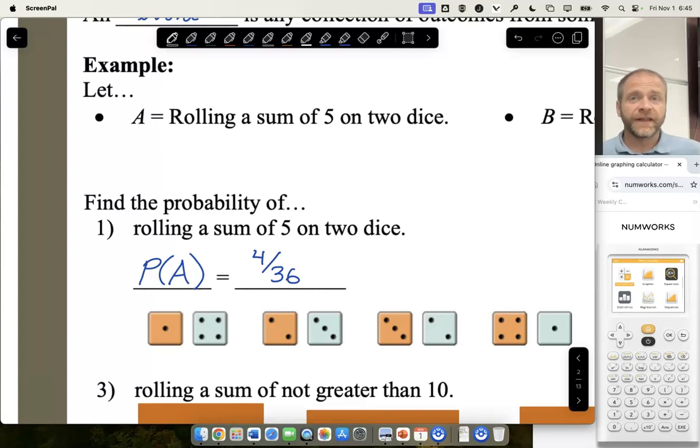Now, I'm not going to simplify that. When it comes to probability, let's just leave it alone. And the reason why is there's meaning to the fraction. There's 4 events out of a total of 36. So there's meaning to the numerator and there's meaning to the denominator. So I'm not going to simplify. That's the exception to the rule of mathematics when you're dealing with probability. Let's just leave it alone.